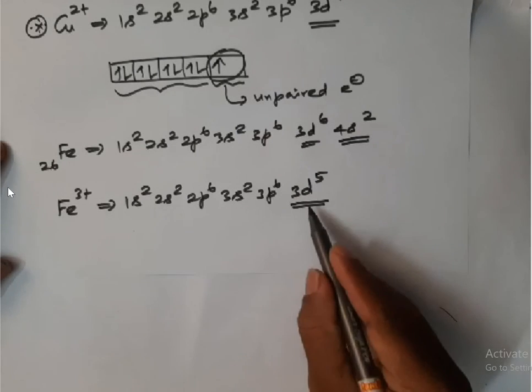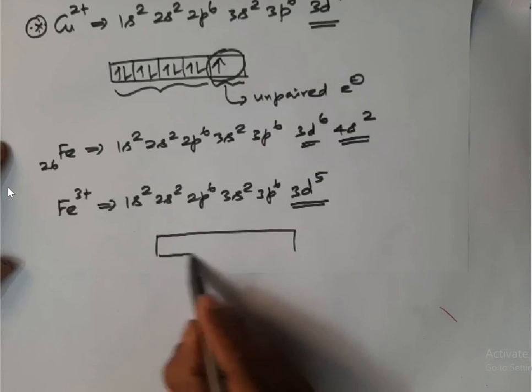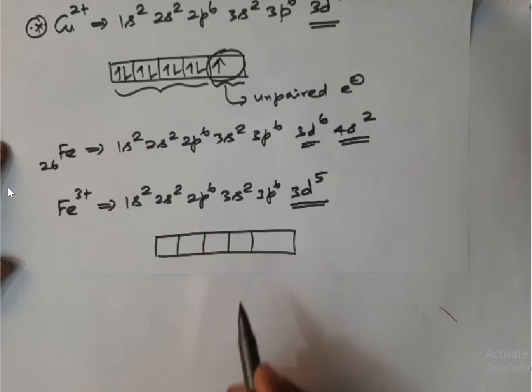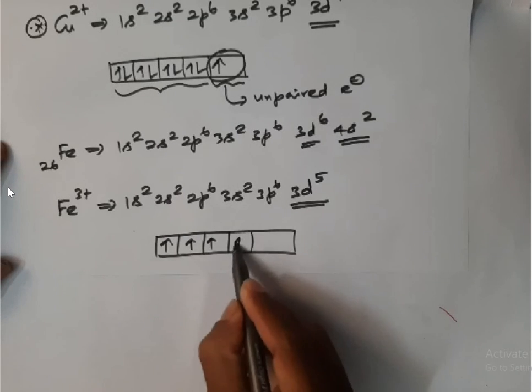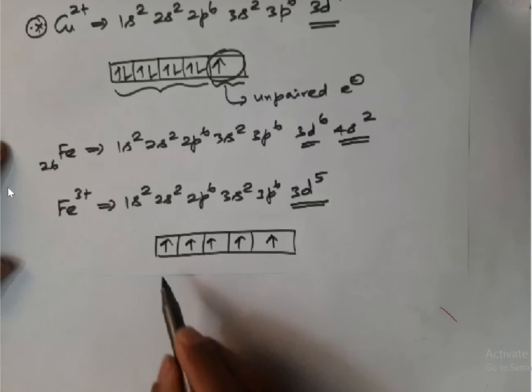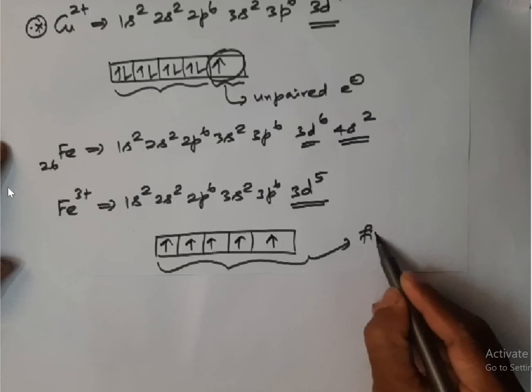Now we have 5 electrons in the d subshell. You know very well, the d subshell has 5 orbitals. Okay, fill up these 5 electrons: 1, 2, 3, 4, 5. Now see, all the 5 electrons are unpaired electrons. So there are 5 unpaired electrons.